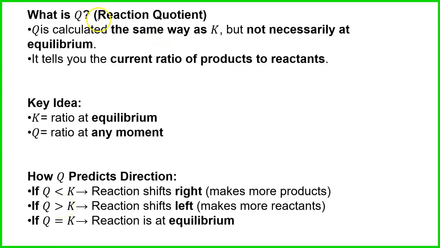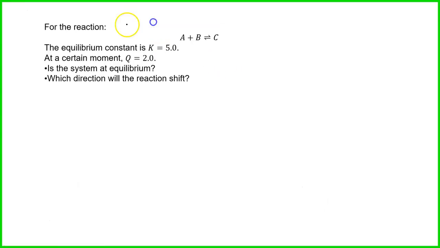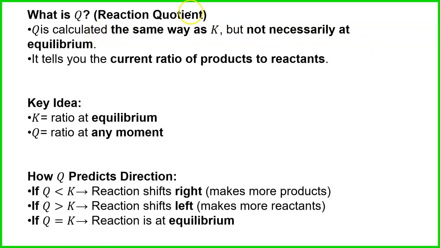Q is the reaction quotient. Calculated the exact same way as K, but not necessarily at equilibrium. So we're still going to do our products over reactants, and it tells us the current ratio of those products to reactants. So K is at equilibrium and Q is at any moment. And how we compare them.